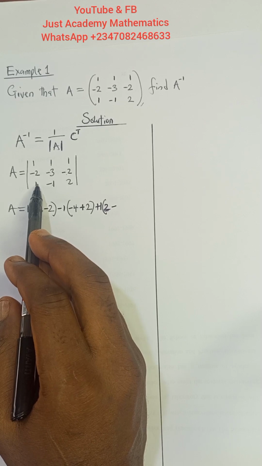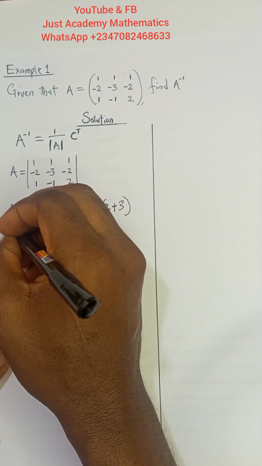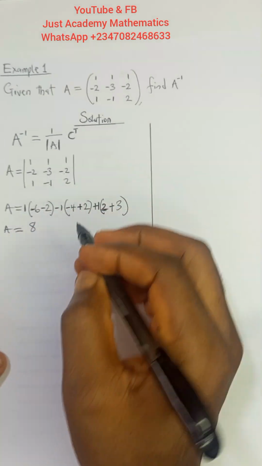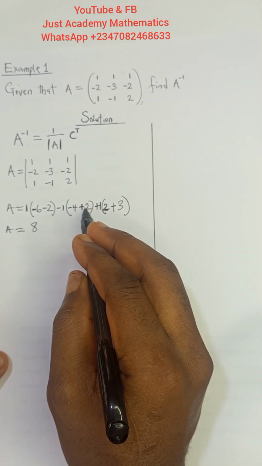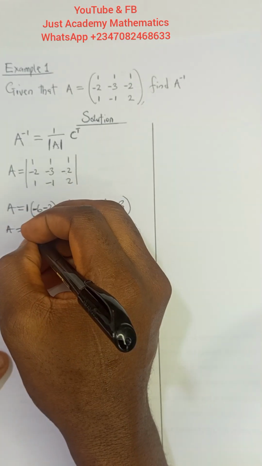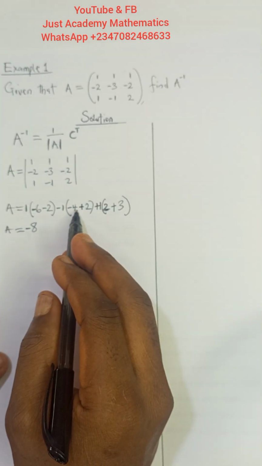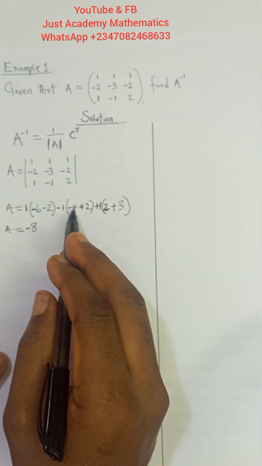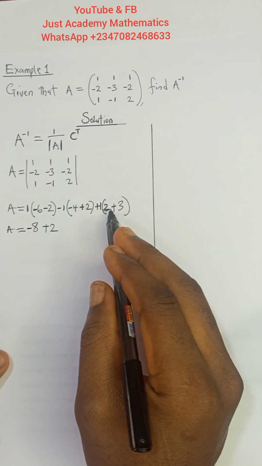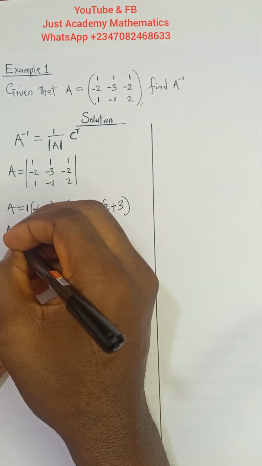Minus 3 times 1 is -3. Minus times minus is plus. So the determinant of A now will be -8. Of course, this and this will give me -2, -2. This is -8 rather, because -6 -2 is -8. This is -2. -2 times -1 will give us +2. And this is 5.